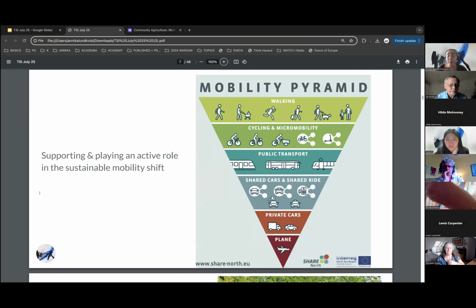And of course, at the heart of Pedestrian Space, with it being a walkability focused account and mission, is supporting and playing an active role in the sustainable mobility shift. Some of you may have seen these mobility pyramids. If not, there are many online. You could just search for mobility pyramid. And of course, with the sustainable mobility shift, we're seeing a reprioritizing of people moving by foot, reprioritizing cycling, micromobility, public transport, and so forth.